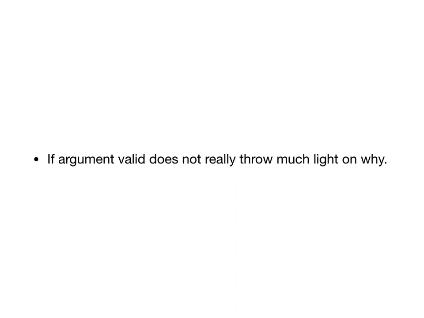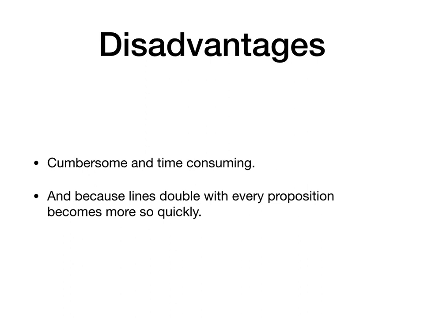Another problem is if an argument is in fact valid, it often doesn't throw much light on why it's valid. If it's invalid, it tells us a lot about how and why that is. It really doesn't tell us much about exactly how and why a valid argument works. The bigger problem, though, the biggest one, is just that it gets so big so quickly that it's time consuming and a real pain in the neck and easy to mess up.